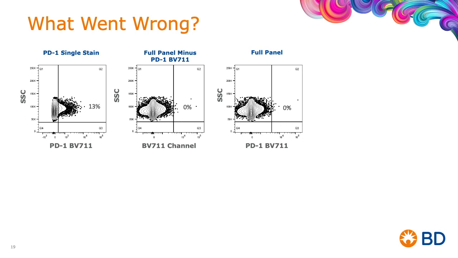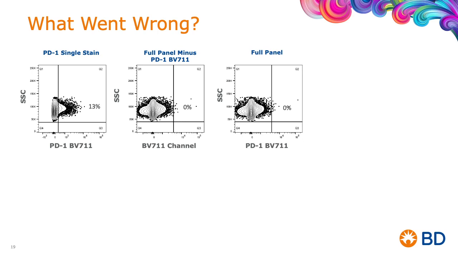And the result of that, when we now observe the full panel, which includes also PD1, we will be measuring basically no positive cells for PD1. And that's because the real signal has been confounded and buried in the background that we assessed.